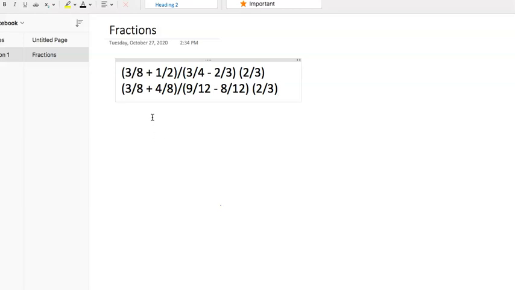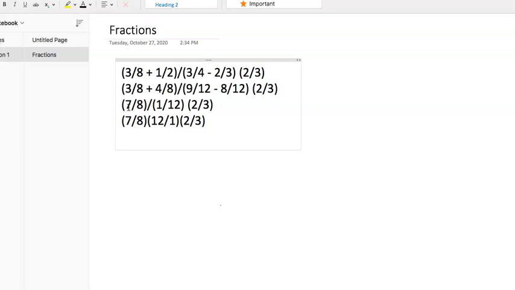So 3/8 plus 4/8 is going to be 7/8, divided by 9/12 minus 8/12, which is 1/12. And then we'll still leave that 2/3 just hanging out by itself, times 2/3. So 7/8 divided by 1/12. Again, we have to flip that 1/12 to become 12/1, and then we multiply it. So now we're going to have 7/8 times 12/1 times 2/3.